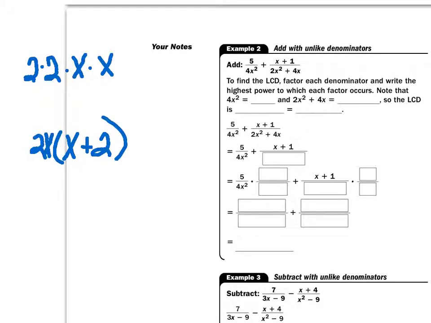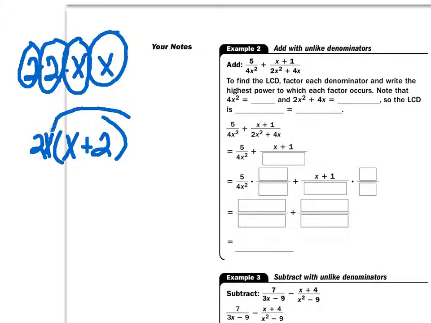All right. Now, I need to look and see what factors they both have. So I'm going to play the who has game. Who has 2 as a factor? Well, they both do, but this one has the most. So I'm going to circle them. Who has x as a factor? They both do, but this one has the most. Who has x plus 2 as a factor? Well, this one does, and that's all my factors. So I'm going to multiply these back to get my least common denominator.